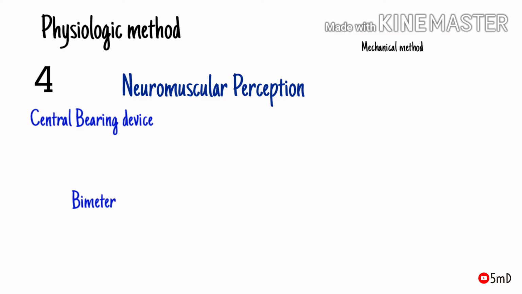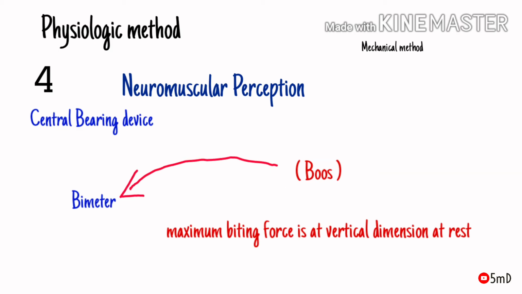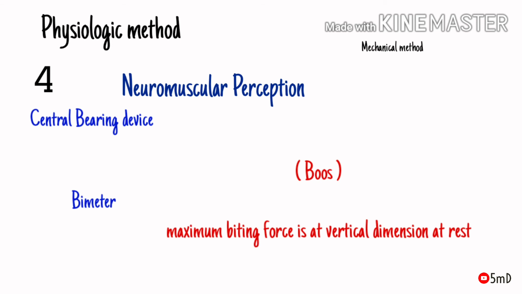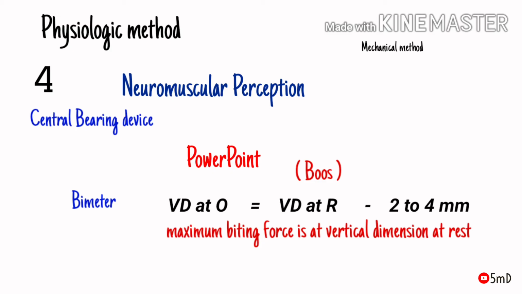In another method, which was suggested by Boos in 1940, we use a device called a bimeter. Boos suggested that the maximum biting force in an individual is registered at vertical dimension at rest. This bimeter registers the maximum biting point. This point is also known as the power point, and therefore Boos suggested that vertical dimension at occlusion can be calculated by subtracting 2 mm from the rest position.